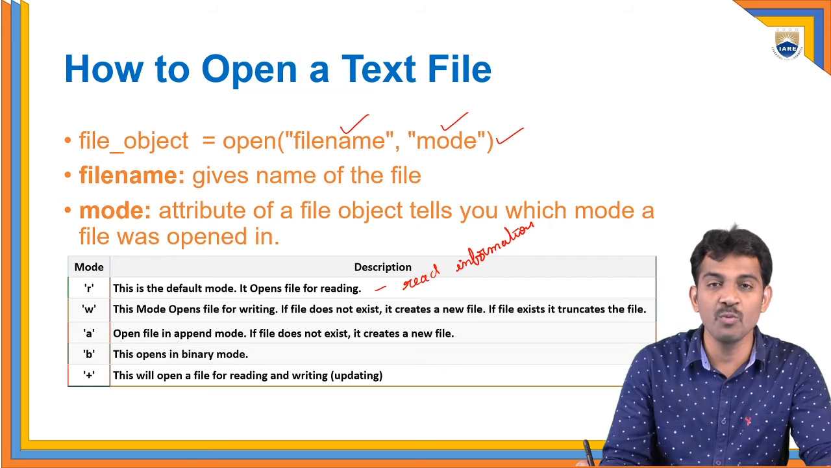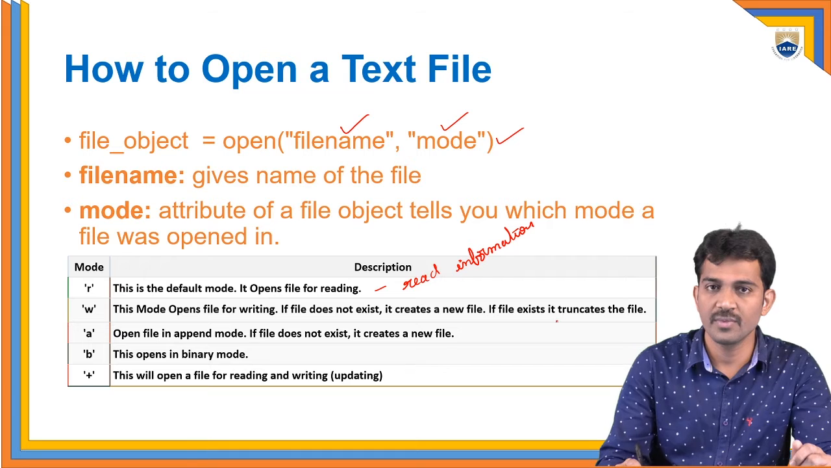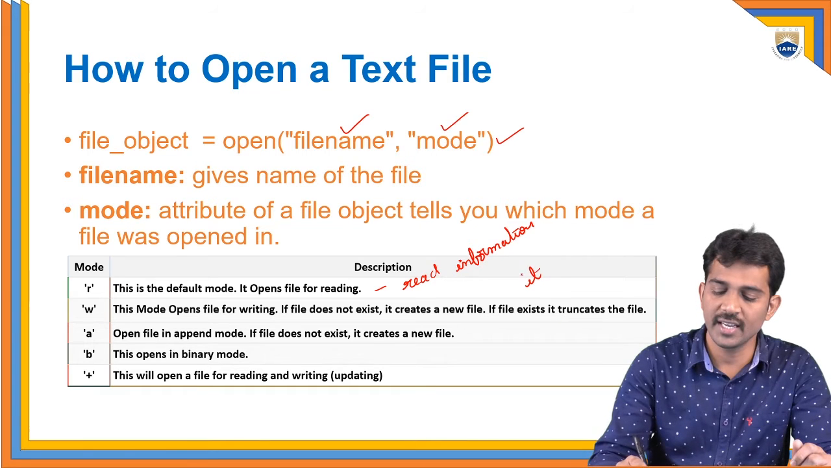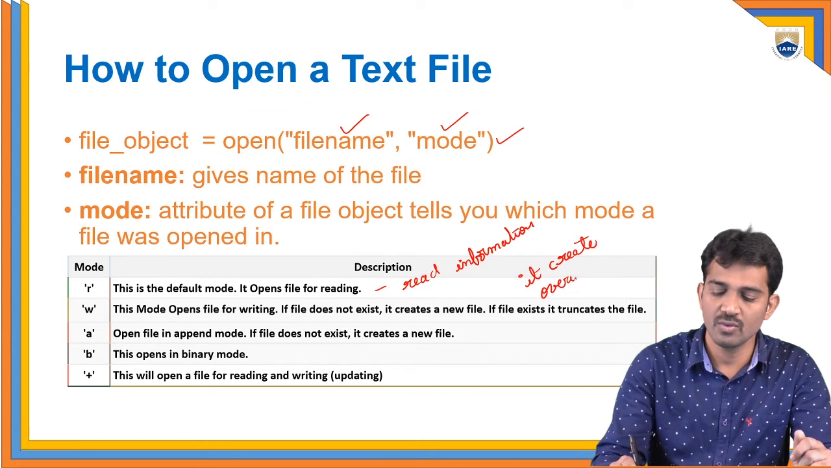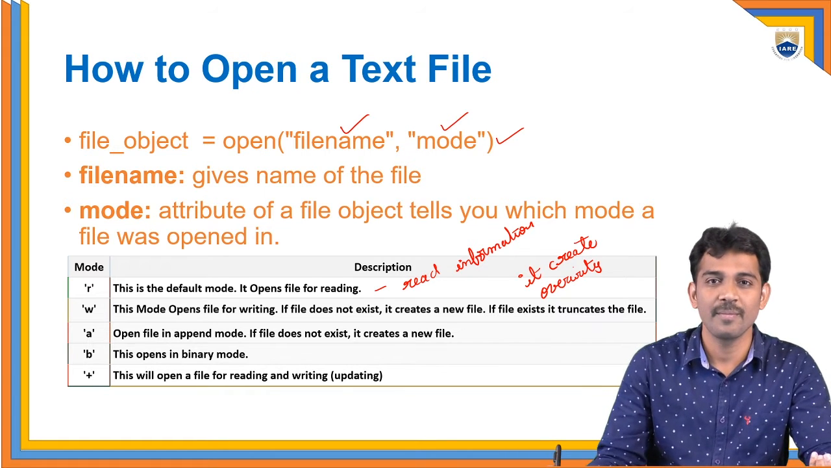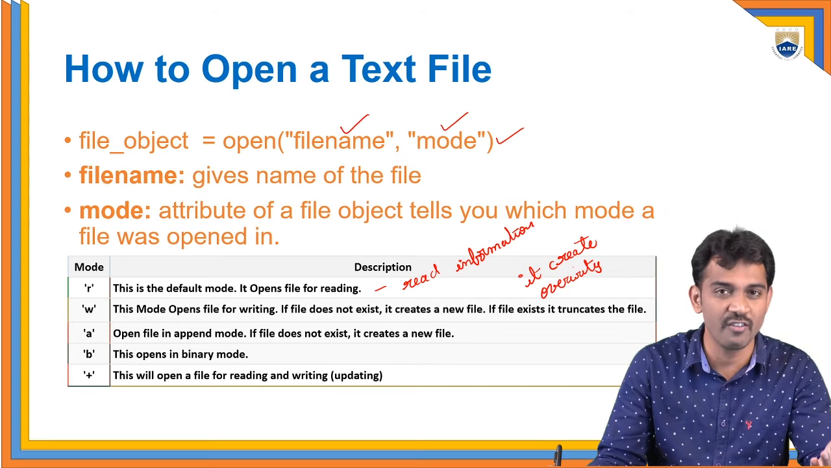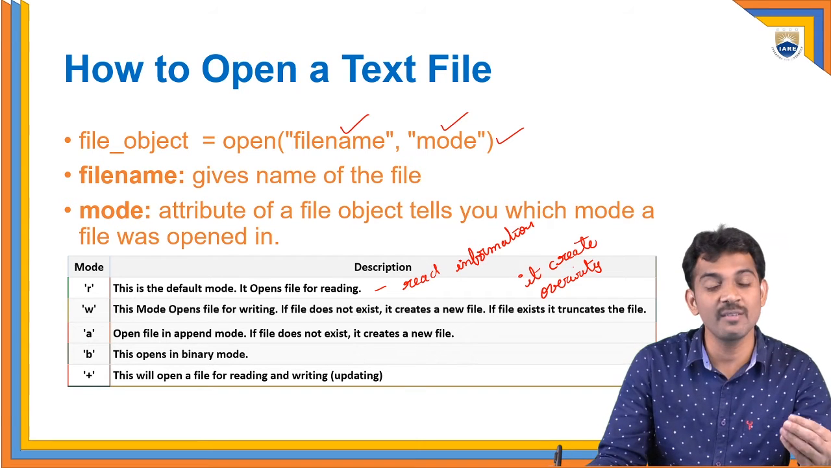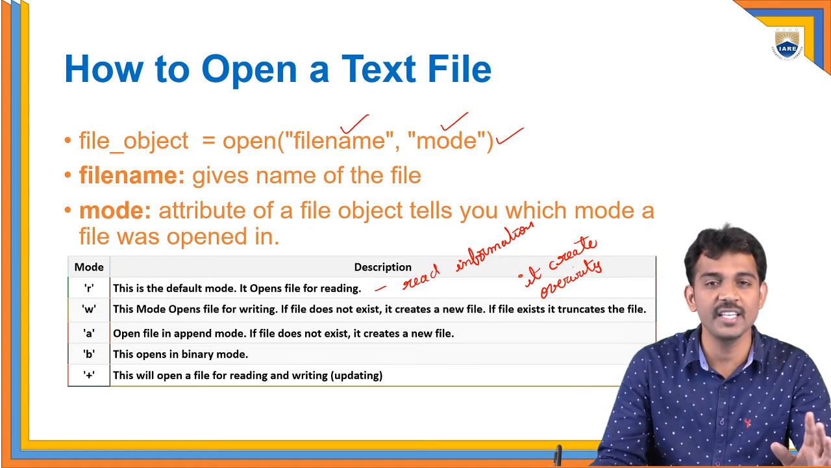If you open a file in the W mode, please note this: if the file does not exist, it creates a new file. If the file exists, it overwrites. Overwrites means the earlier data may be gone. Is this clear? Please be careful when you are going to use your write mode. Write mode means if the file is already available, then it overwrites the file, meaning the data will be gone. If the file is not available, then it will create a new file.